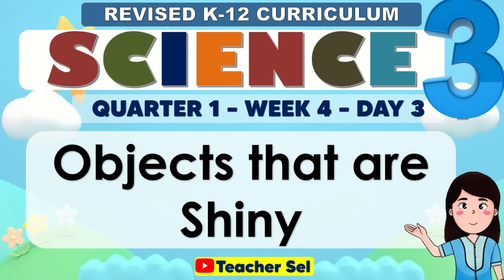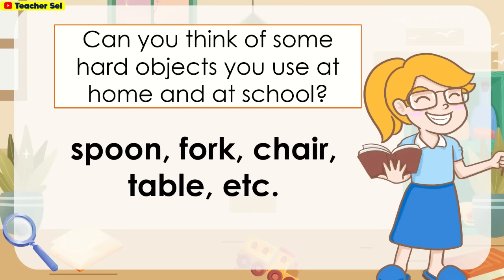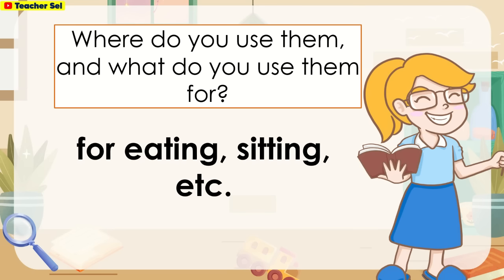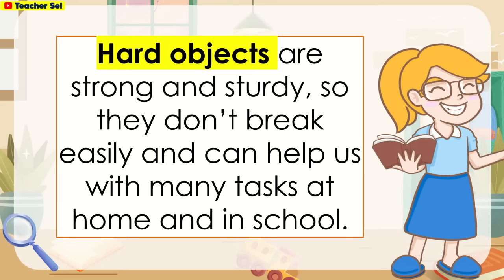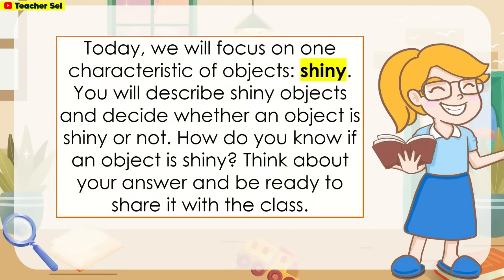For day 3, objects that are shiny. Can you think of some hard objects you use at home and at school? Examples are spoon, fork, chair, table, etc. Where do you use them and what do you use them for? For eating, sitting, etc. Hard objects are strong and sturdy, so they don't break easily and can help us with many tasks at home and in school. Today, we will focus on one characteristic of objects, shiny.